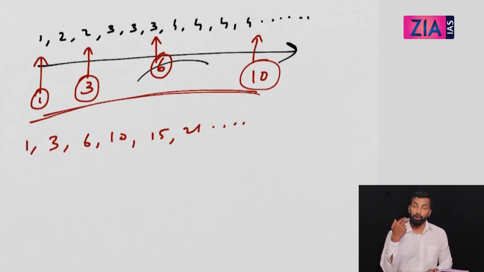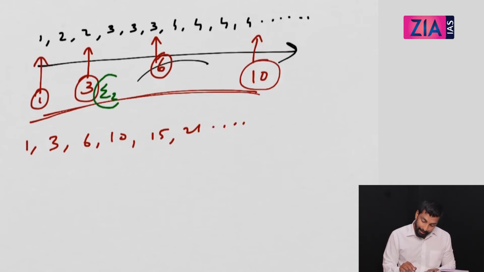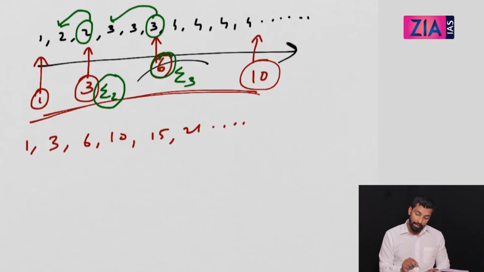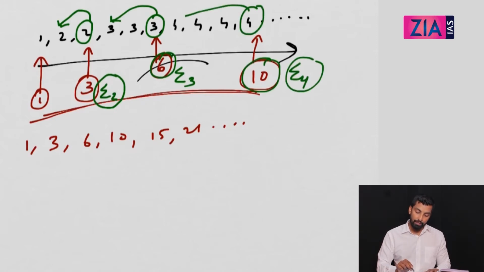Now how do you understand the series? See, what is 3? 3 is actually sigma 2, 1 plus 2. So sigma second term, that means the third term, is 2, and the previous two terms are 2. Now here if you see, 6 is nothing but sigma 3. So sigma 3 is 3, and the previous 3 are 3. Now here if you observe, this is nothing but sigma 4. Sigma 4 is 4 and the previous 4 are 4.